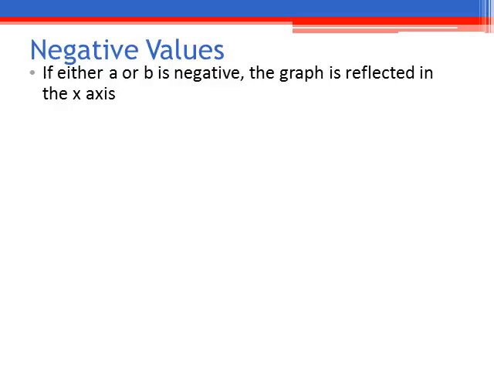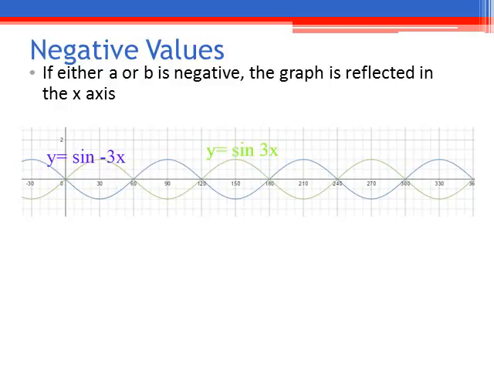And if we're going to take a look at the b values, here's the two graphs. You can see that the blue graph goes up and down, starting going up, so it's a positive number. And there are 3 cycles in 360 degrees. And the other graph starts by going down because it's a negative 3x. So it's the opposite of what the sine function is.